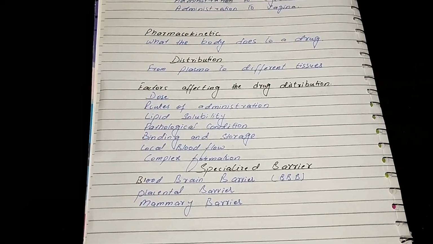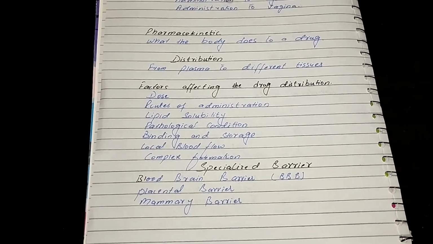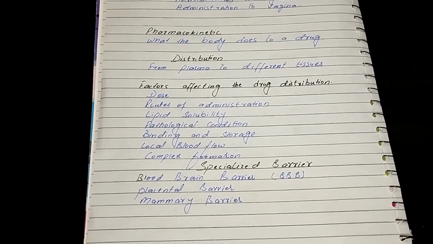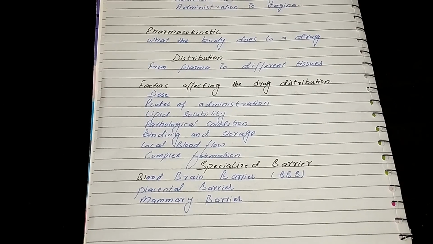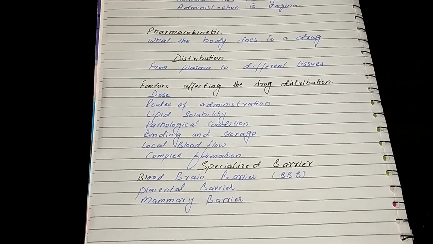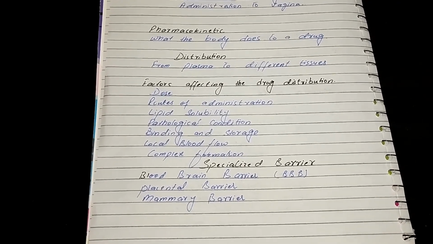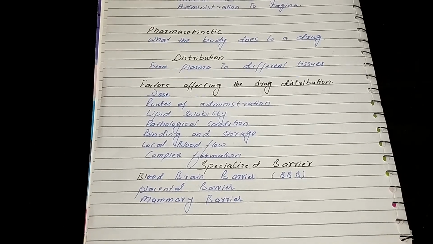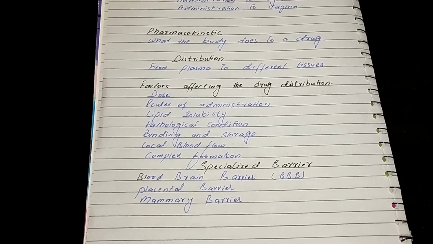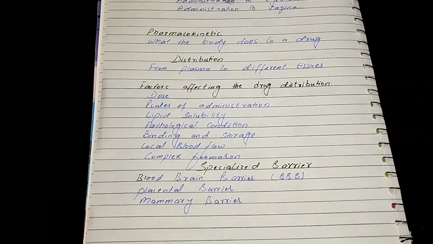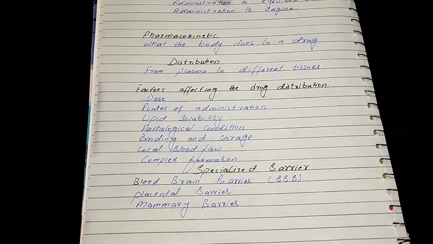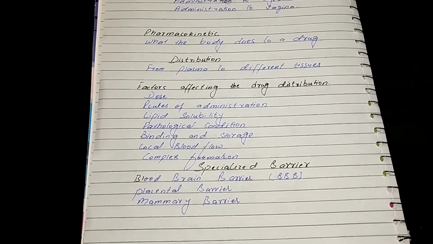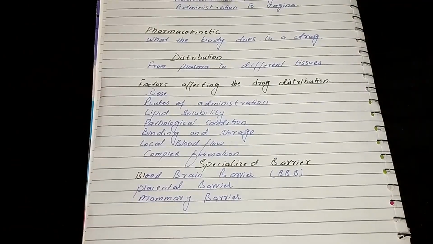Third, I have another factor, that is pathological condition. It increases the permeability of the blood-brain barrier. For example, meningitis, which is inflammation of the meninges, increases the permeability of the blood-brain barrier. So cephalosporins, which are antibiotics, are used to treat meningitis because they easily pass through the blood-brain barrier, right?